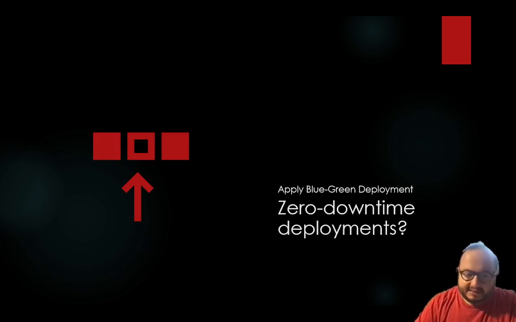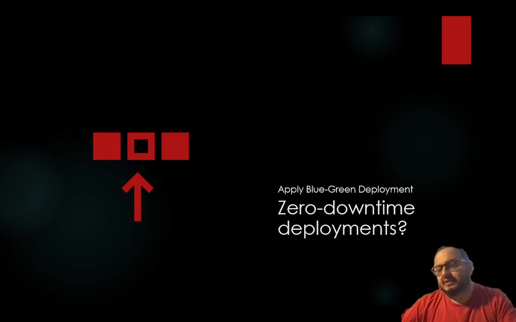And last but not least, for zero downtime deployments, blue-green deployment lets you release updates with no downtime by switching traffic between environments. So those are my suggestions for designing a system.